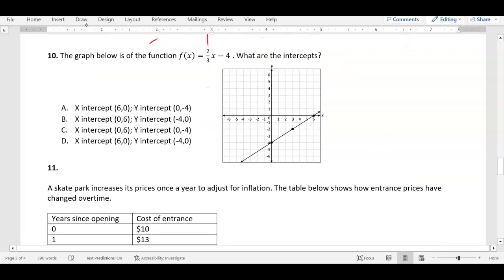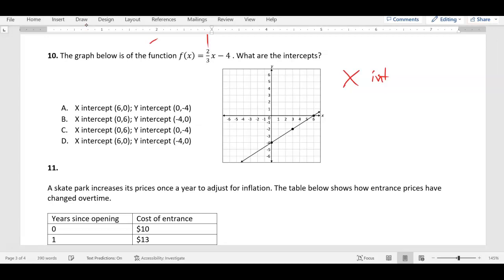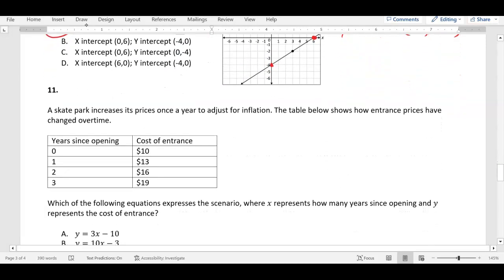What are the intercepts here? So the x-intercept on the x-axis is right here at 6, 0. And the y-intercept on this y-axis is down here at 0, -4. Don't get those mixed up. So that means my best answer is going to be A. The other ones are wrong because they have the wrong order or they mess something else up.